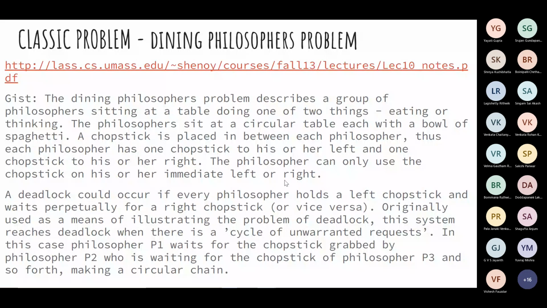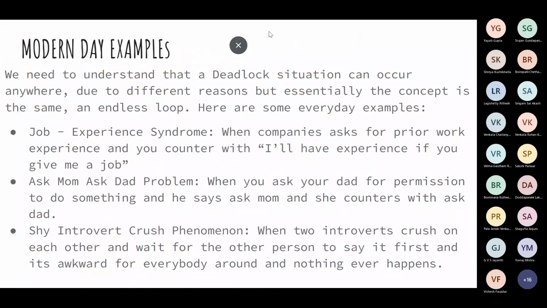So let's look at some modern day examples of what a deadlock is like in our everyday life, like the job experience syndrome, when companies ask you to have experience, but then you just say, I will have experience if you give me a job. So that's a deadlock there. And then there is the ask mom, ask dad problem, when you ask your dad for permission, and he says, ask mom, and then mom just says, ask dad. So that's a loop there.